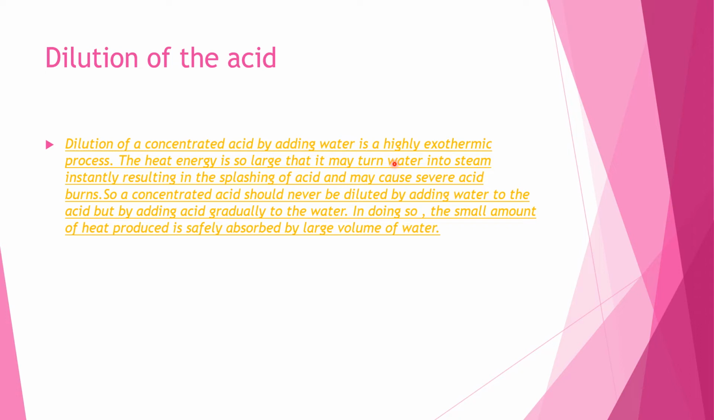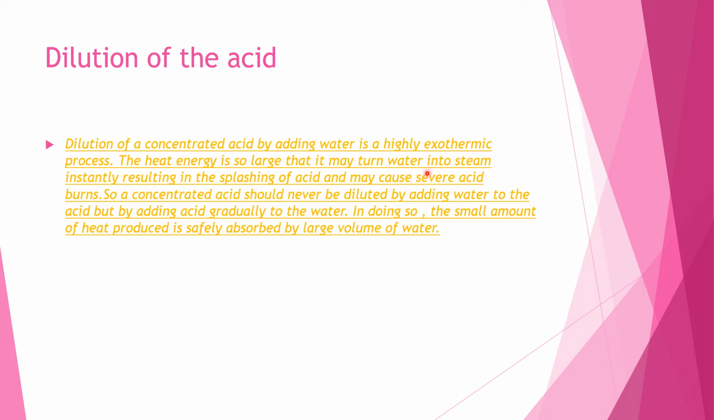So to make an acid dilute, we dilute a concentrated acid by adding water. When we add water to the concentrated acid, if the acid is in a container and we add water to it, it is a highly exothermic process. An exothermic process is the process in which a lot of heat evolves. The heat energy is so large that it may turn water into steam.